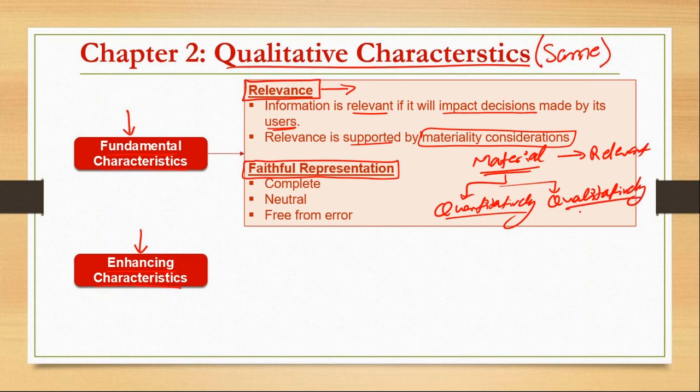For example, a fraud of even $1 is going to be material qualitatively. $1 is not an issue, but how did the company commit a fraud? This is the issue. It's a qualitative question being raised on the company. So quantitatively material means numerically material. Qualitatively material means non-numerically material. Salman is saying qualitative means material by nature.